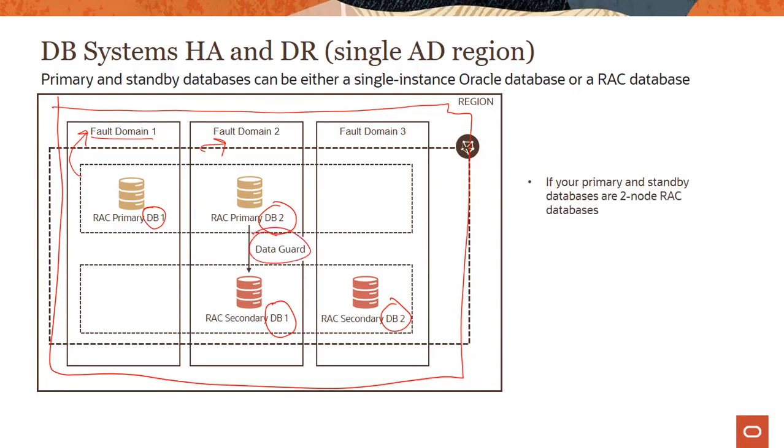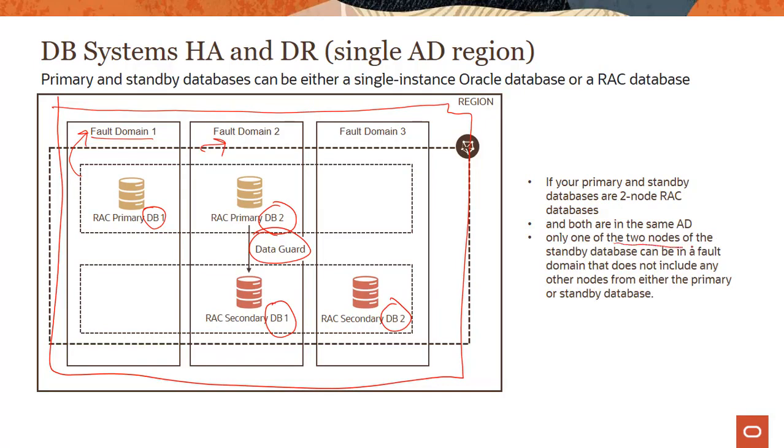Now, this is what it says: primary and standby are two node RAC, both in the same AD. Only one of the two nodes of the standby database can be in a fault domain that does not include any other nodes from either the primary or standby database, meaning it would not share its space with either the primary or the secondary, right?